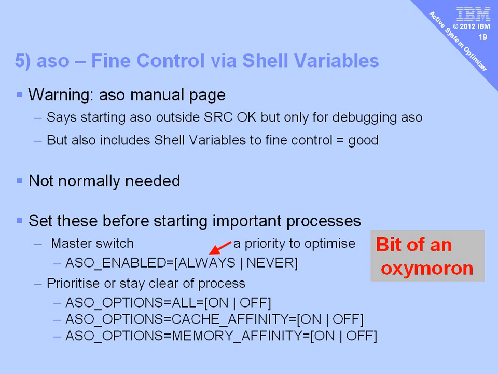The only example I can think of is that if we find out by watching ASO that it keeps trying to optimize one particular set of processes and keeps failing, then next time we could tell it with the ASO options to not try those applications and concentrate on something else.